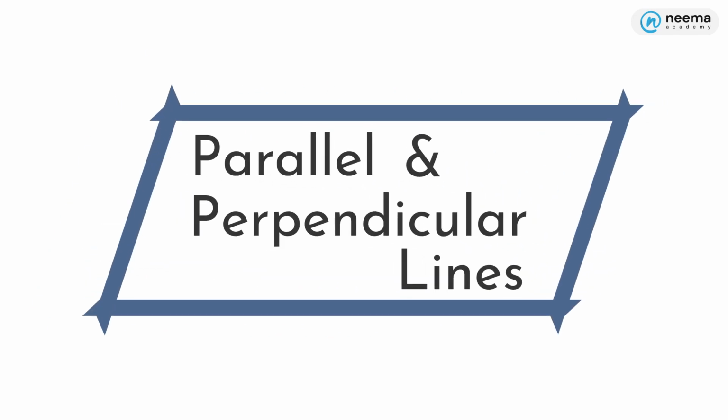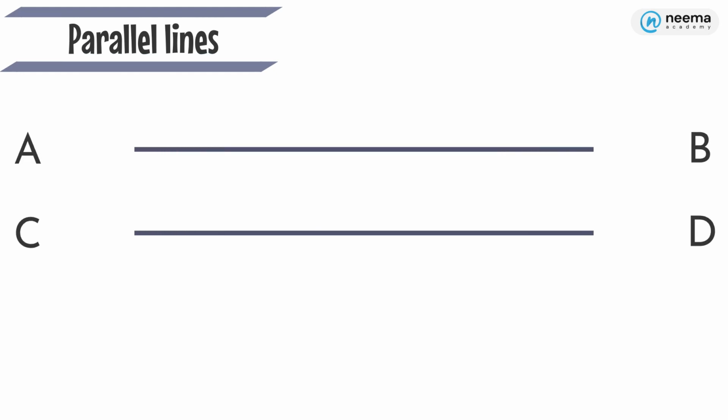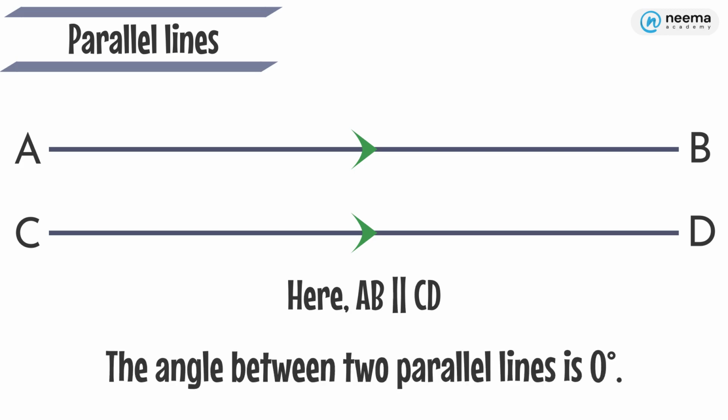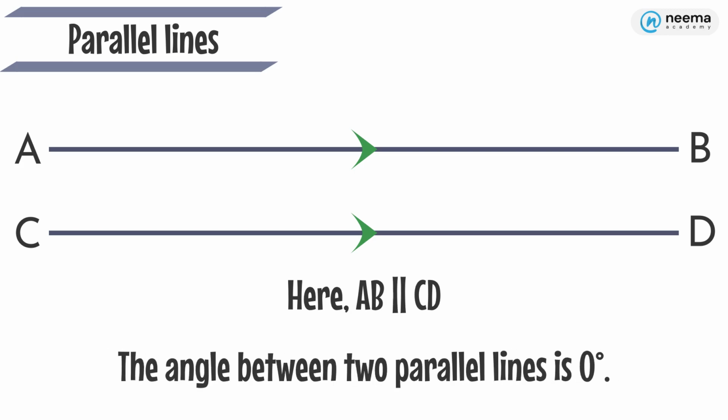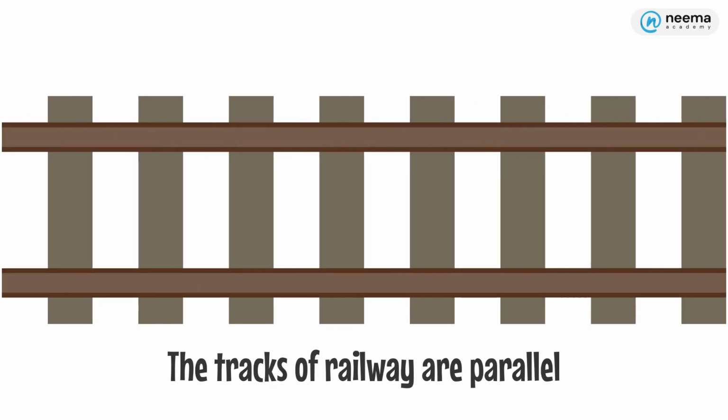Parallel and perpendicular lines. Firstly, let's talk about parallel lines. Two parallel lines never meet even if they are extended on both sides. Here, AB is parallel to CD, and the angle between two parallel lines is 0 degrees. As you can see, the tracks of railways are also parallel.